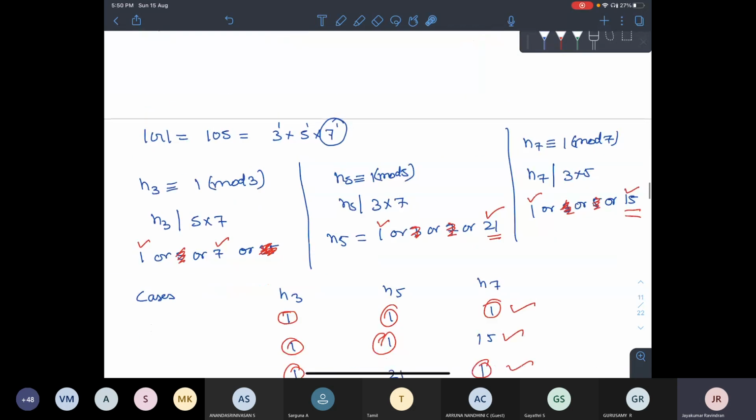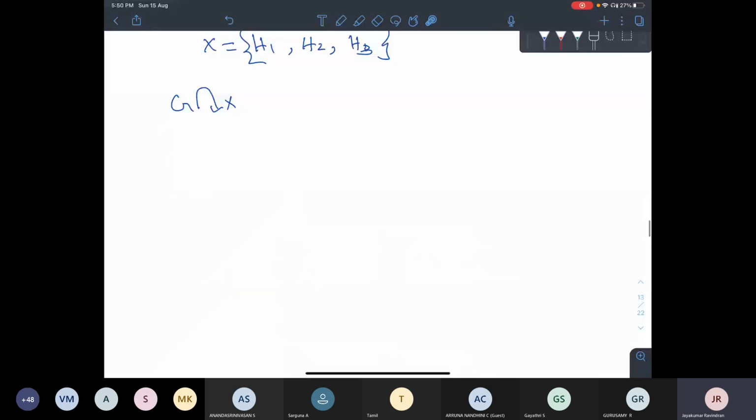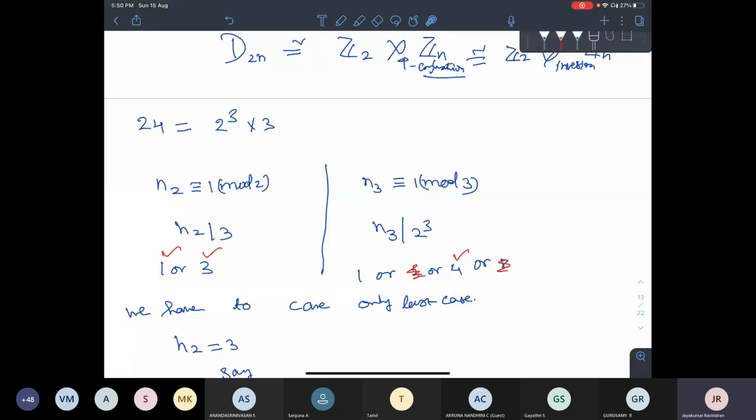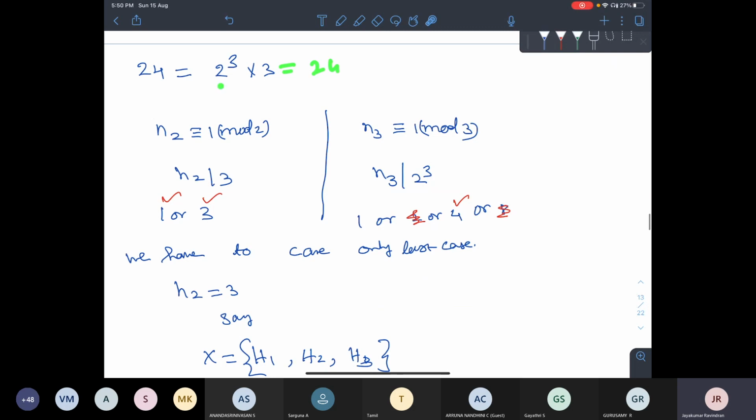First, I wanted to deal with the problem for 24. Okay, let us see for 24. Let's deal with 24. It can be split as 2 cube into 3. 2 cube is 8, 8 into 3 is 24. We factorize into prime numbers p less than q in a way. So the same idea: n2 is congruent to 1 mod 2, n2 divides the remaining factor, and 1 or 3 is possible, and you check this is possible.